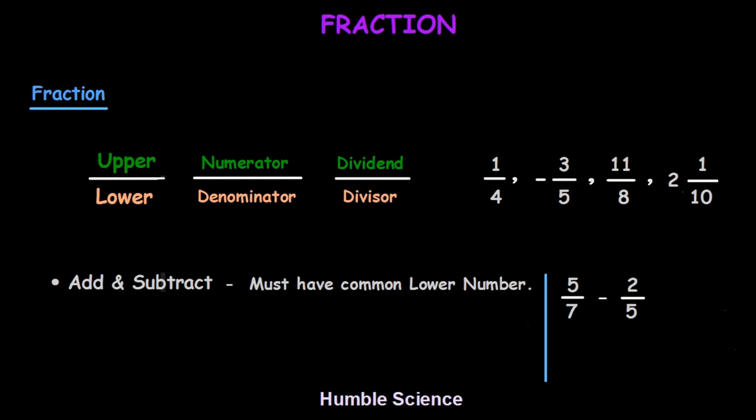Now let's try subtraction. Here we have 5 over 7 minus 2 over 5. Again, to quickly convert the lower numbers to the same number, I sometimes multiply them, and in this case, 7 times 5 will give us 35. And then I cross multiply to get upper numbers. 5 times 5 will give us 25. 7 times 2 will give us 14. Now we can subtract, and we're gonna get 11 over 35, and that is the answer here.